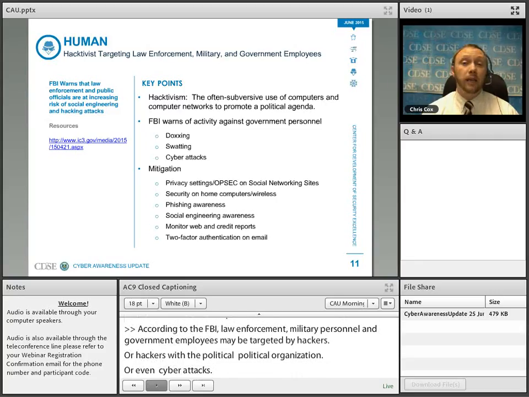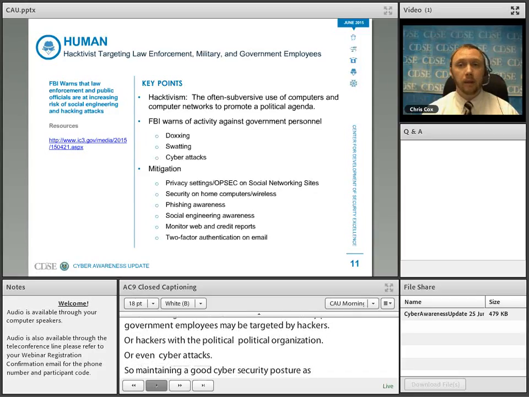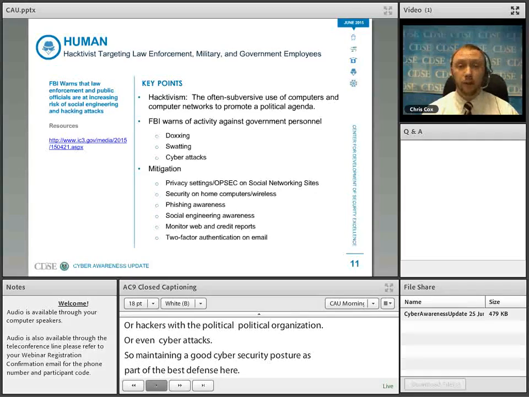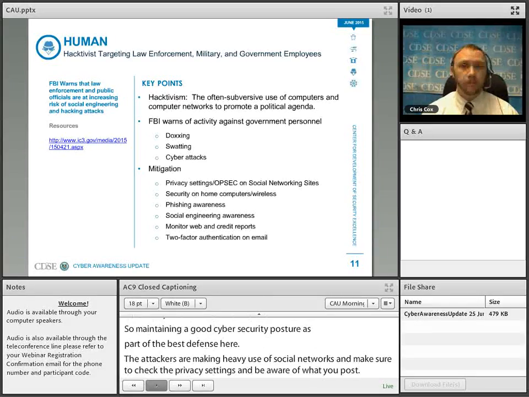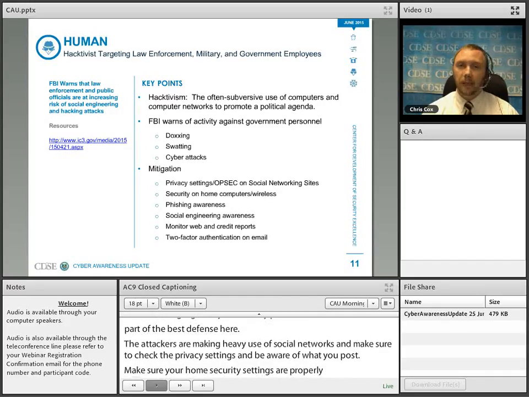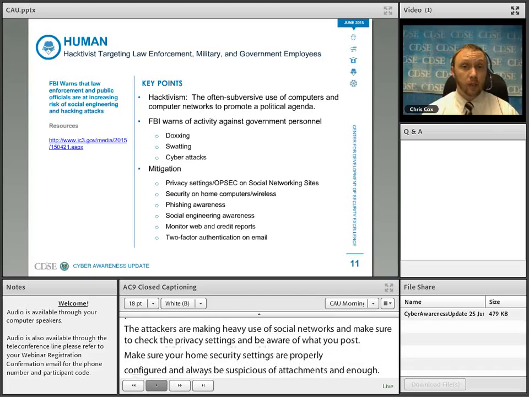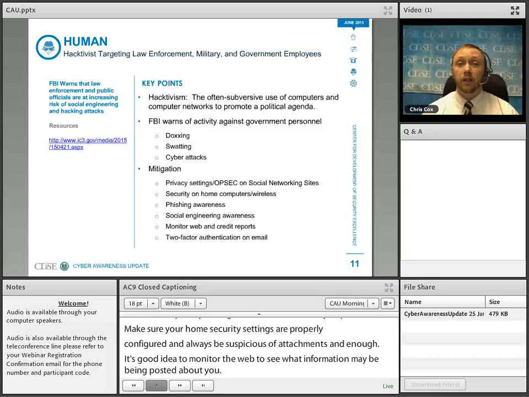The attackers are making heavy use of social networks, so make sure to check your privacy settings and be aware of what you post. Make sure your home security settings are properly configured, and always be suspicious of unexpected links or attachments in email. It's a good idea to monitor the web to see what information may be being posted about you, and look at your credit report and banking information for unexpected entries or accounts. And finally, the FBI recommends you enable two-factor authentication on your email accounts whenever possible.